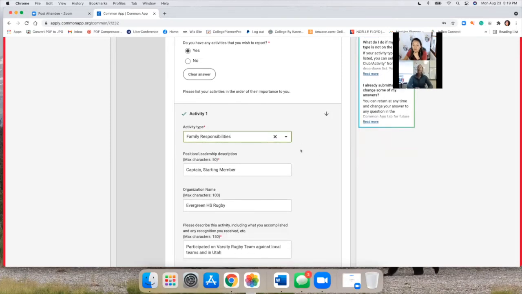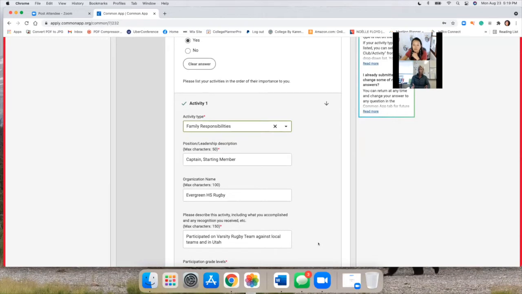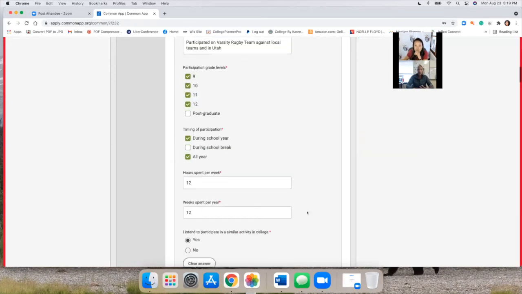I suggest making this list in a document before you get here, because they want it in chronological order. So you don't want to just haphazardly start organizing and dropping in activities and then have to go back and delete and redo it because it's out of order. You also want to consider that it's going to ask you how much time you spend doing these activities.